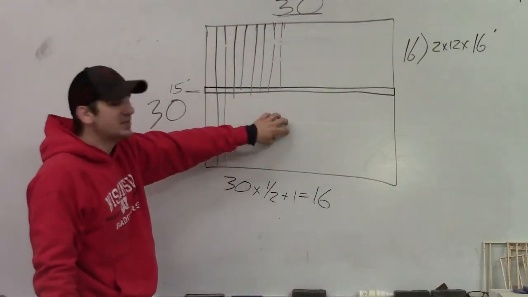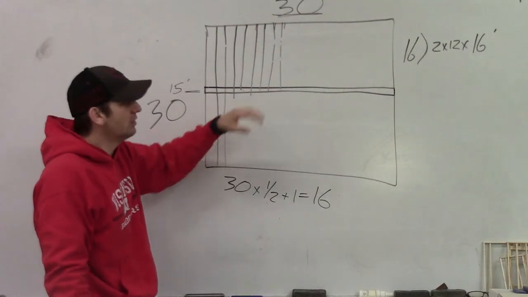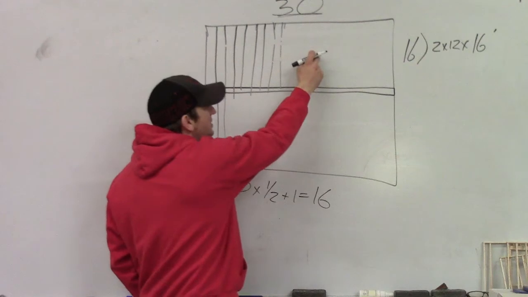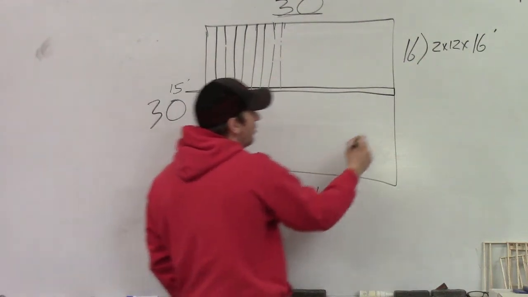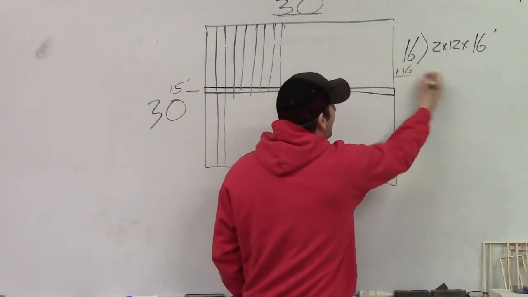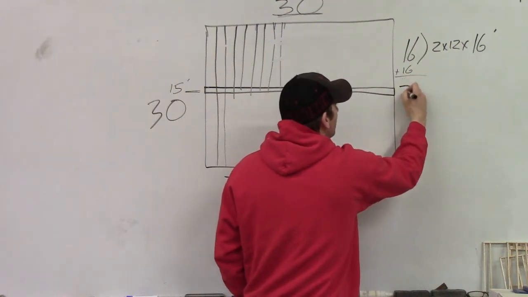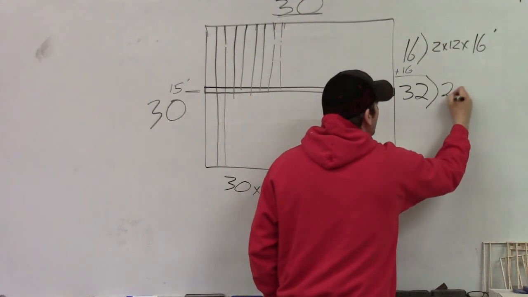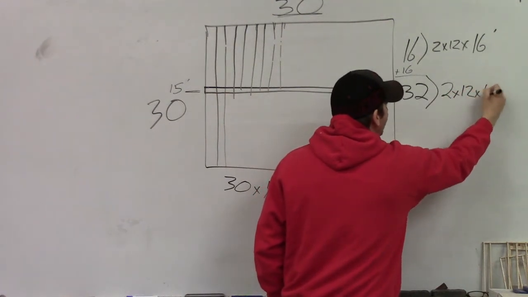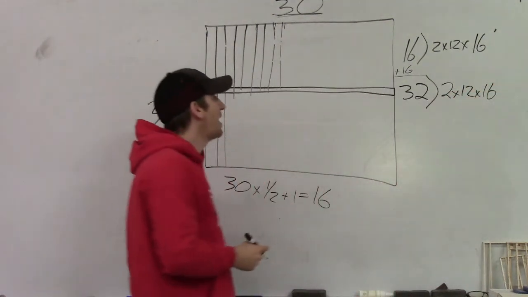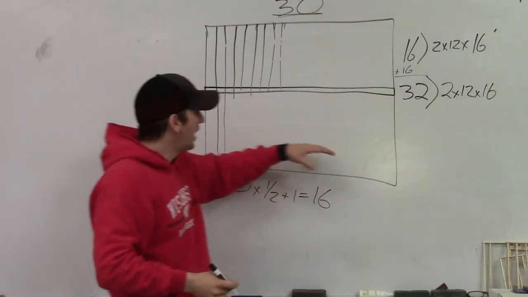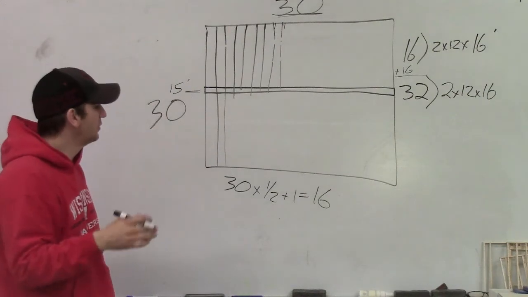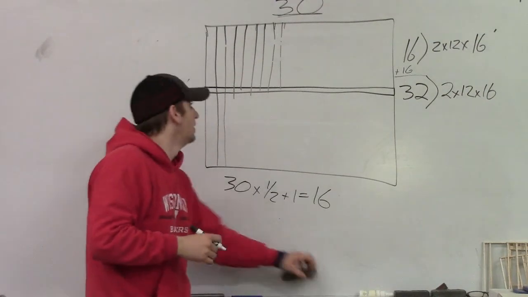What do we got to do for this half? Well, simple. We just double the amount we need to order. So if we needed 16 boards here, we need another 16 over here to make that happen. So total joists that we need for this one is 32, 2 by 12 by 16. The only time we need to double these is when the span is too great for a board. So anything over 20, that's when we start doubling things.